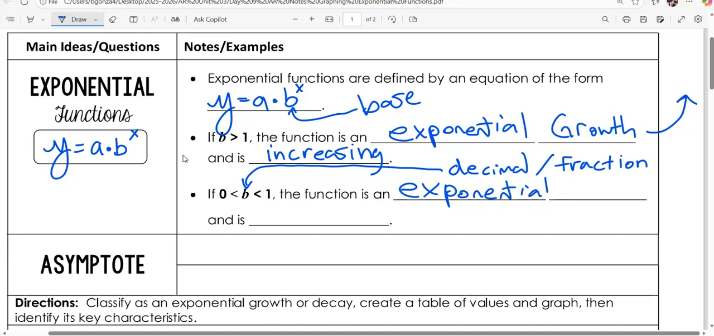Decay. It goes like this. Exponential decay is going down to the right. So it's always going to the right. Technically it goes left too, but as it goes to the right, it's either going up, or as it goes to the right, it's going down. And instead of increasing, that would be a decreasing function.